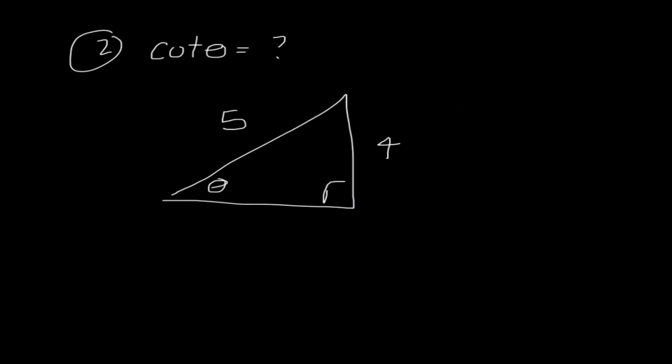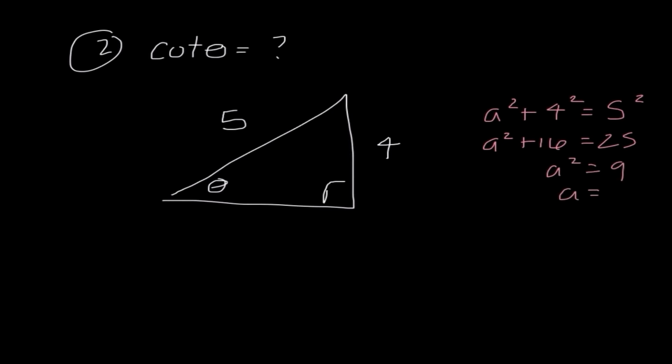Here's another type of problem we will see where it's only going to ask me for a single trig function. And before I can find cotangent, I need to find this third side because I know cotangent is adjacent over opposite. So I'm going to go ahead and use the Pythagorean theorem. And I end up getting a squared plus 16 equals 25. So a squared is 9. So a is equal to 3. So I know cotangent is adjacent over opposite. So my answer here would be 3 over 4.